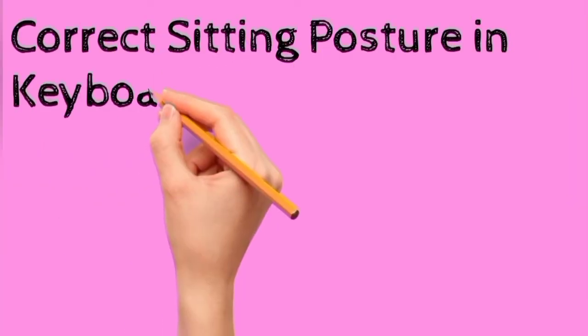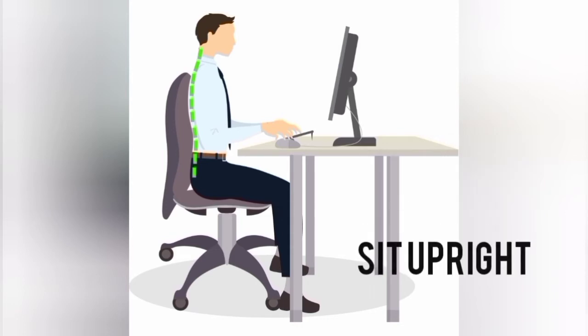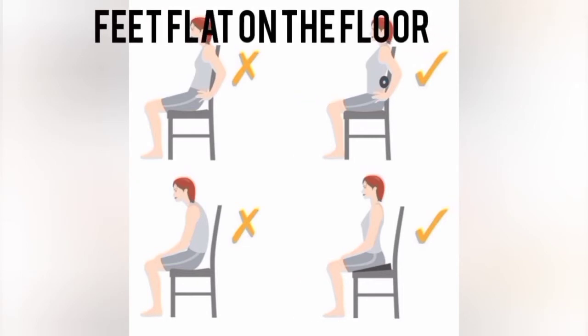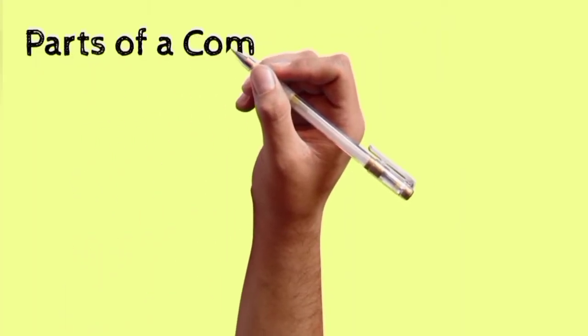All right, now, correct sitting posture. In keyboarding, there are certain postures that are acceptable. One, you must sit in an upright position. Secondly, keep the feet flat on the floor. Let your arms be relaxed when typing. Let your fingers be curved. From the above diagram, you could see that some sitting posture is wrong. This will bring ache to the back. So learn to sit upright when typing.